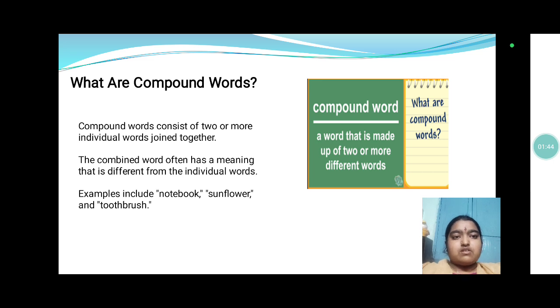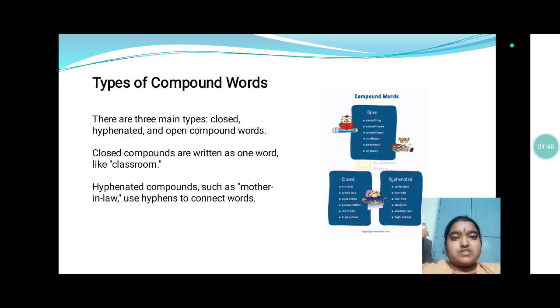Next, we have types of compound words. Let's see. We have three types of compound words: closed compound words, hyphenated compound words, and open compound words. These are the three main types of compound words. Closed compounds are written as one word, like classroom. These closed compound words look like a single word, meaning they are not separated by a space or hyphen. Those are called closed compound words, whereas open compound words have a space between the two words.